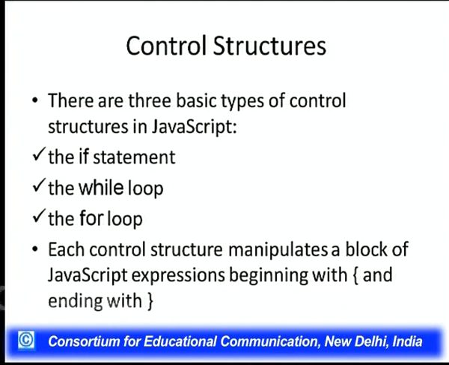Basically each of these control structures manipulates a block of JavaScript expressions, and it begins with an opening curly bracket and ends with a closing curly bracket. Whenever you are specifying any block of statements which you want to execute, if you are giving a control structure, you will always put it within opening and closing curly braces. So basically you are trying to create a block of statements if a particular condition is met, or another block of statements if the condition is not met.